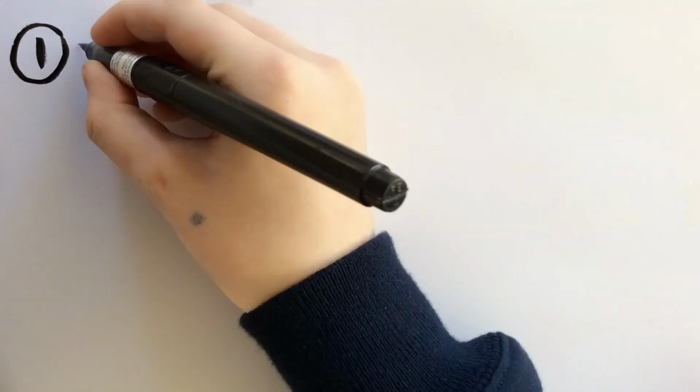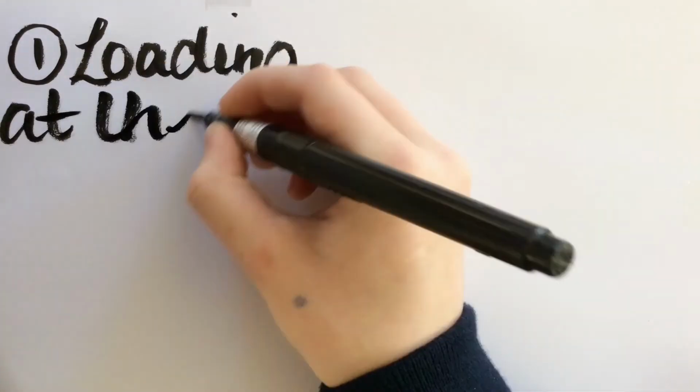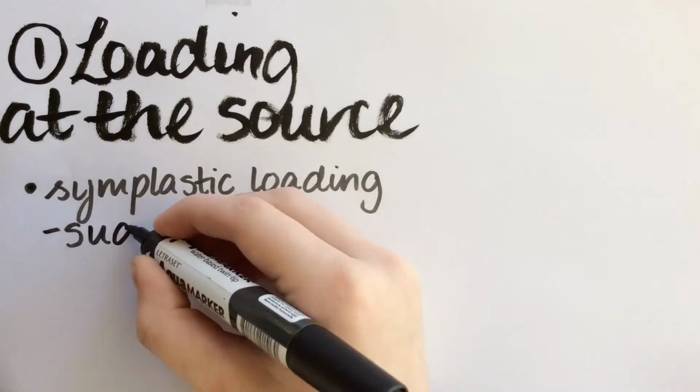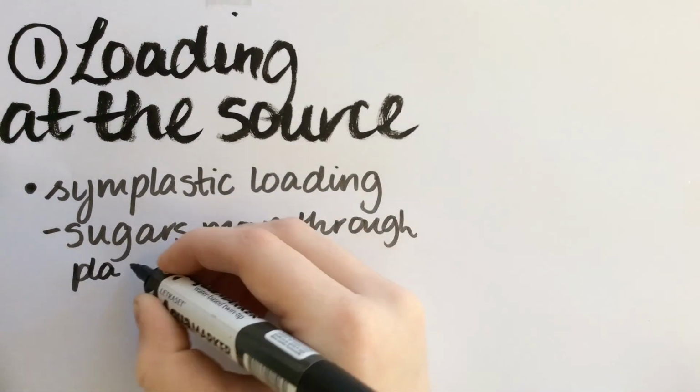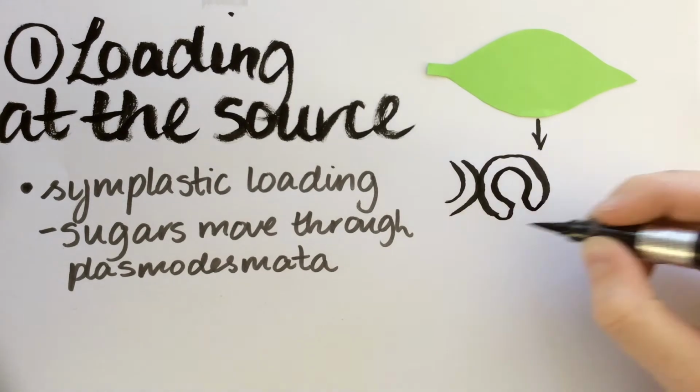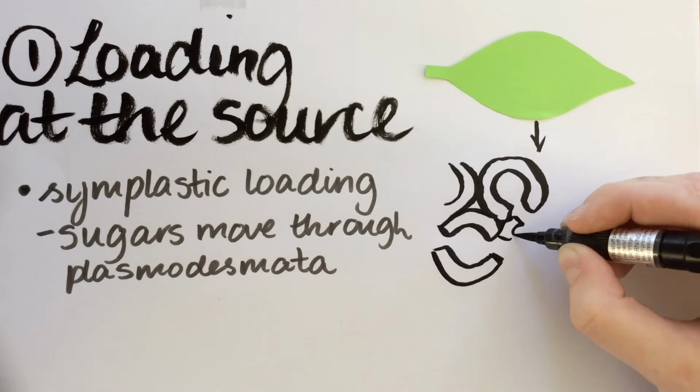First step, loading at the source. There are 2 theories for how this occurs. The first is symplastic loading, here in purple. This is where the sugars move into the cytoplasm from the mesophyll cells to the sieve elements through the plasmodesmata. These are small holes in the cell walls that allow materials to pass through.